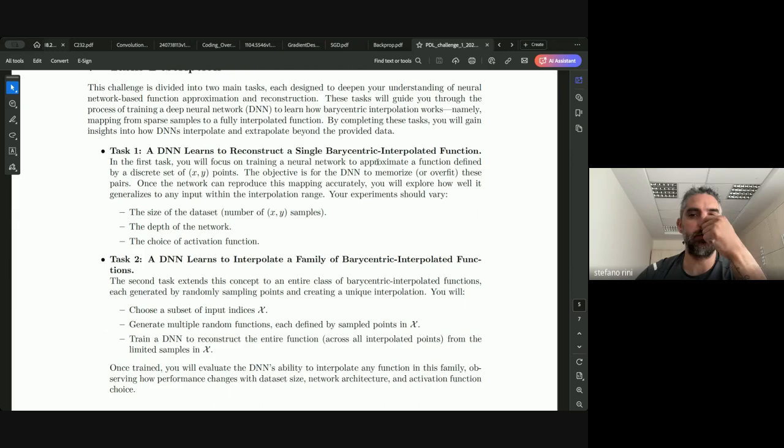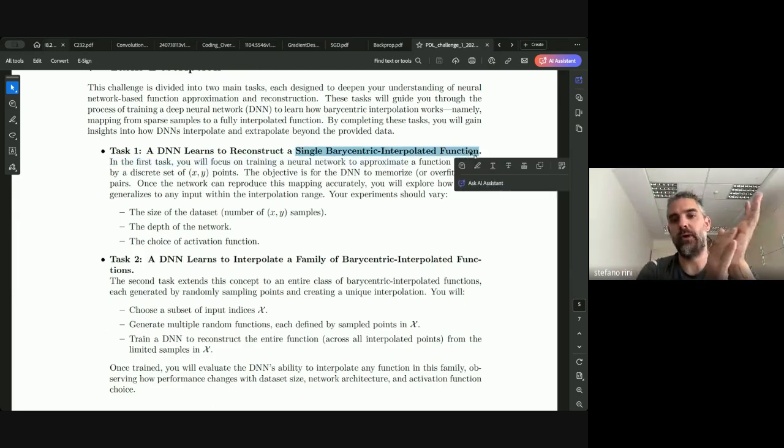So here you do it with a single function. Here you choose the points, let's say m points x and y. You find the barycentric interpolation. Then from the barycentric function that you obtain, you get a set of data samples, and then you teach a single network to interpolate a single function. So you train the network to produce the barycentric interpolation. Okay, so this is task 1.